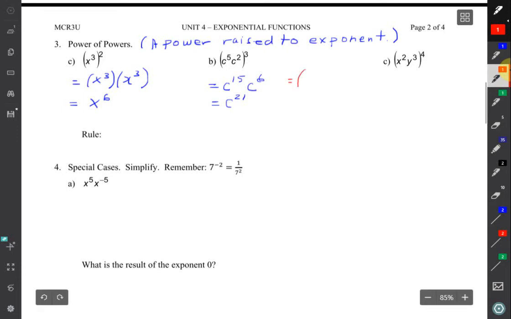We could have simplified the brackets first, so we could have added those exponents 5 and 2 to get c to the 7, and then all cubed. And then when you raise c to the 7 to the exponent 3, we multiply the exponent, so that's c to the 21.